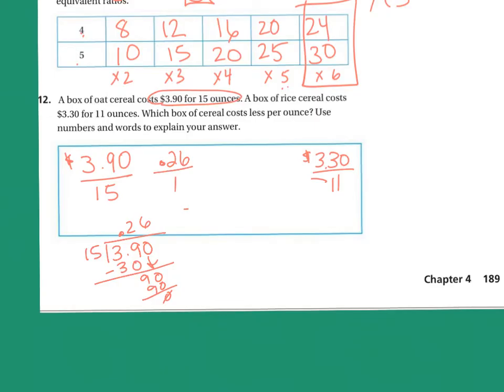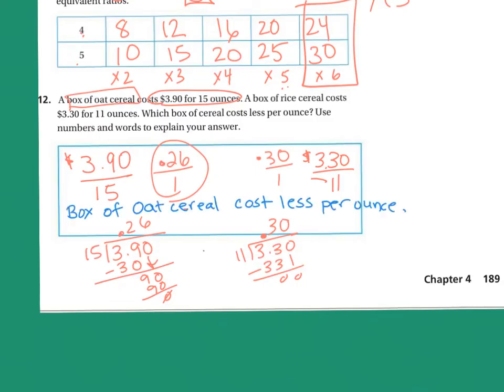And then on this side, we've got $3.30 divided by 11. 11 can't go into 3, but 11 goes into 33 3 times evenly. Make sure I put my decimal. 3 times 11 is 33. I subtract. I get nothing. Bring down my 0. I have nothing. So I have 30 cents. So that means this is 30 cents for 1 unit. So obviously, I'd rather pay 26 cents than 30 cents, right? So that means my box of oats is the one that costs the least per ounce. So make sure you write that down, right?